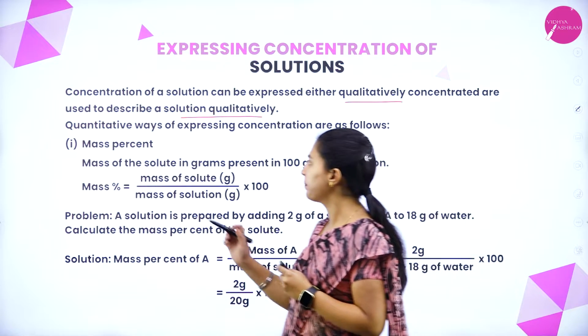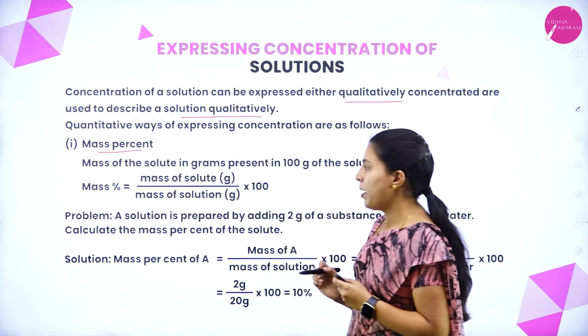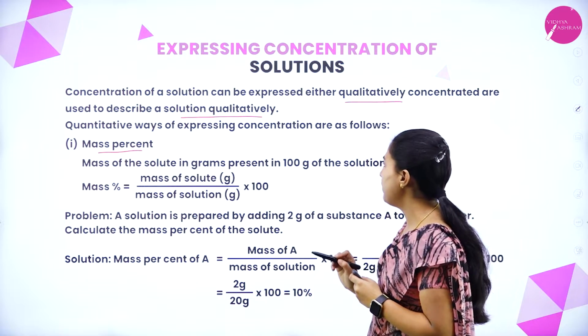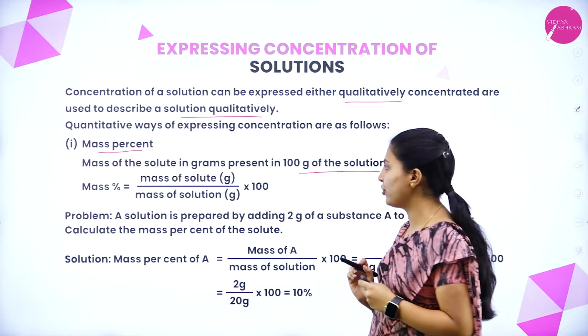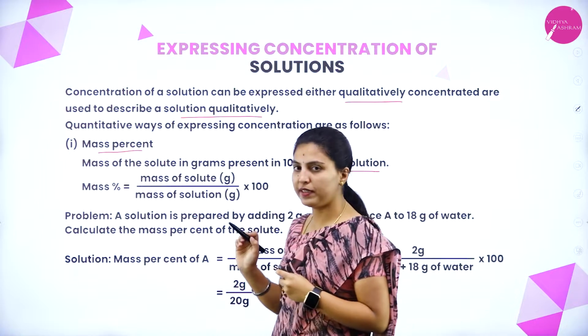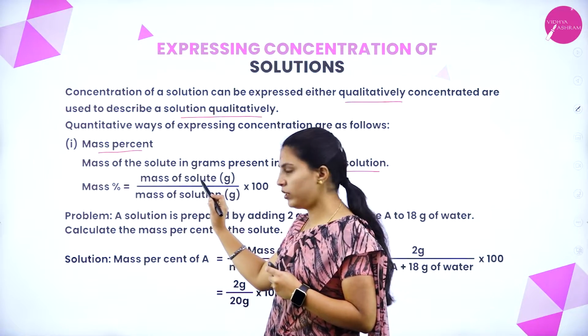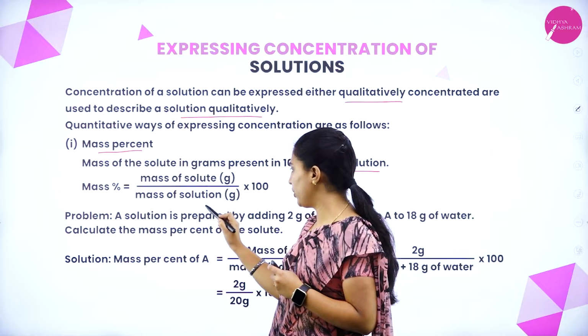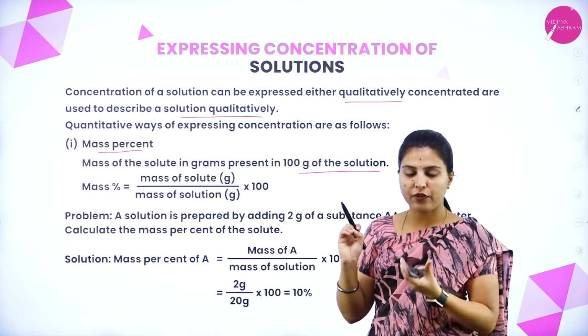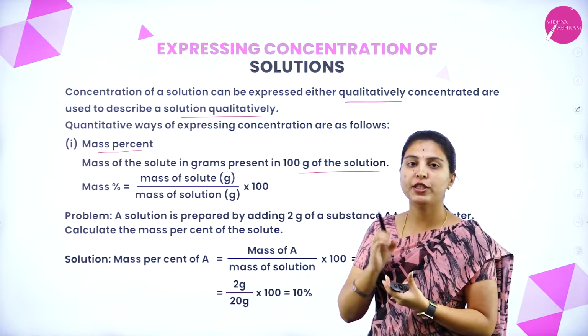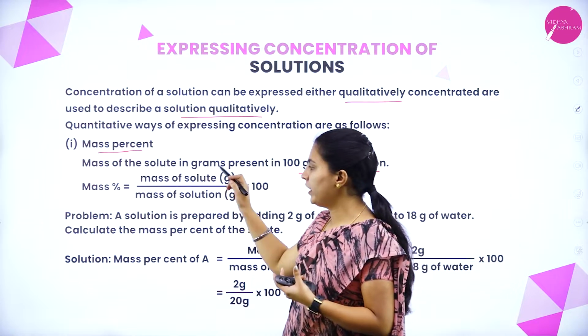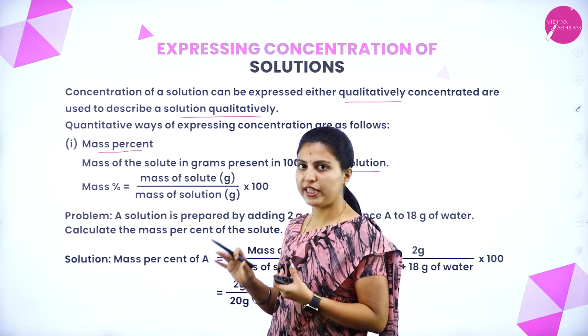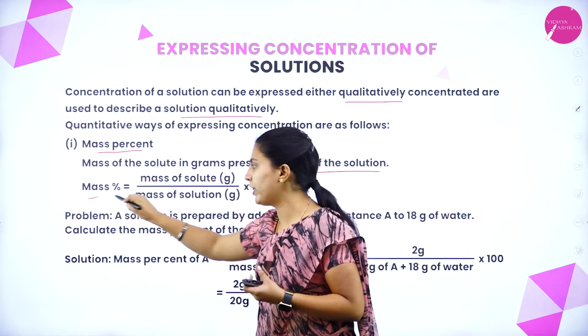First we'll see mass percentage. Mass of the solute in grams present in 100 gram of the solution will be called mass percentage. Means mass of solute by mass of solution into 100. Whatever solute we are using, you have to write its mass here, divided by the overall mass of solution into 100. If you calculate, you will get mass percentage.